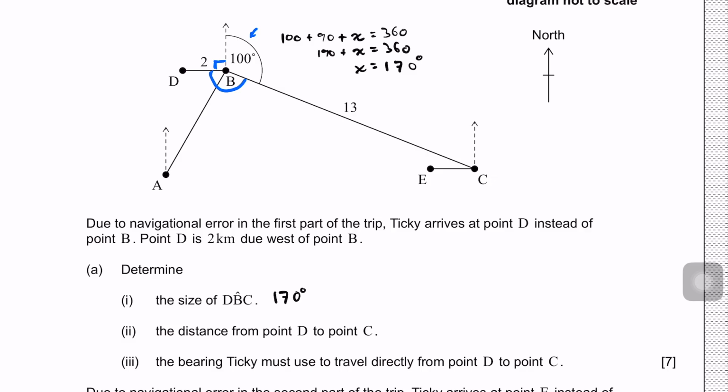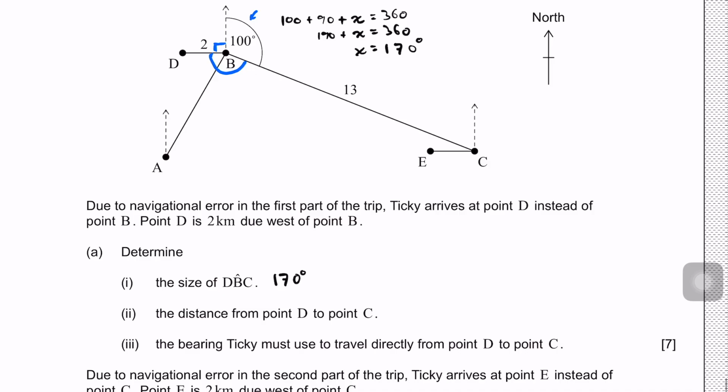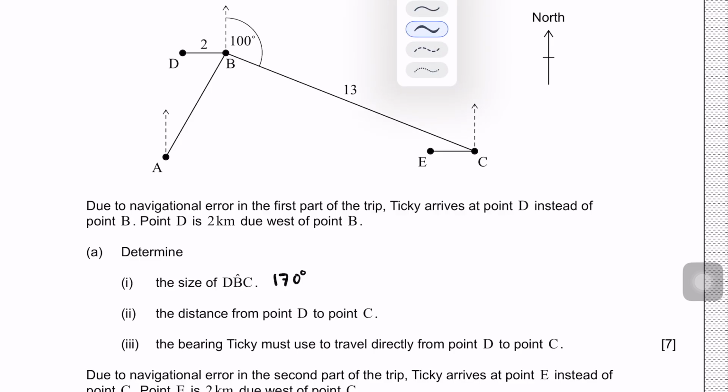Next part, they're asking us to determine the distance from point D to point C. So point D to point C. Okay, I'm going to erase some of this and just clear up some space. So point D to point C. What I'm going to do is draw that connecting line from DB to DC. Hopefully this works. Whoops. Don't need that. DB to DC.